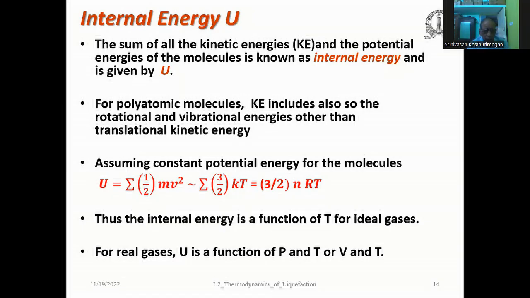So we can write U is equal to the summation of half mv square, approximately equal to the summation of 3 by 2 kT. If you rewrite this in terms of RT, then you can write 3 by 2 N times RT, because if you sum over all the number of molecules, then it will be N into R into T, where N is the number of moles. So what we notice is the internal energy is only a function of temperature for ideal gases. But for real gases, it can be a function of pressure and temperature, or volume and temperature.